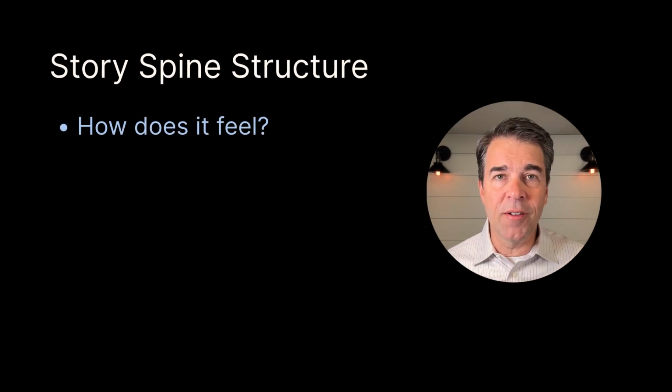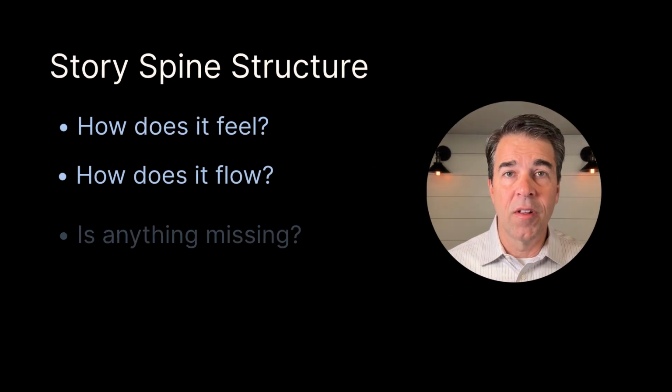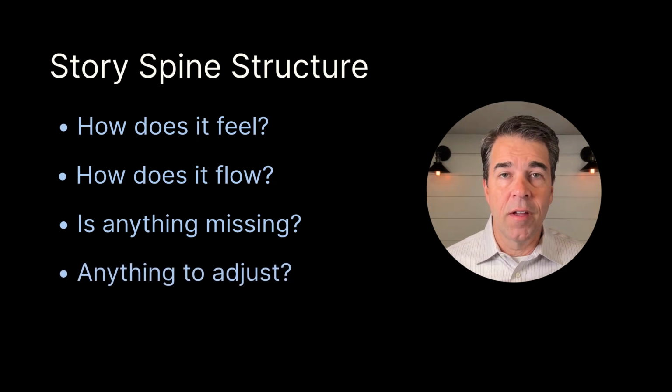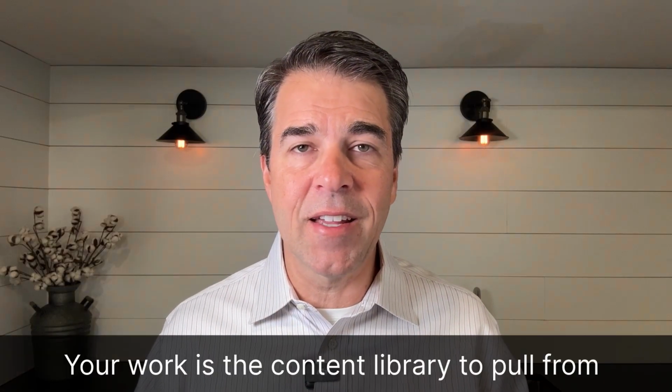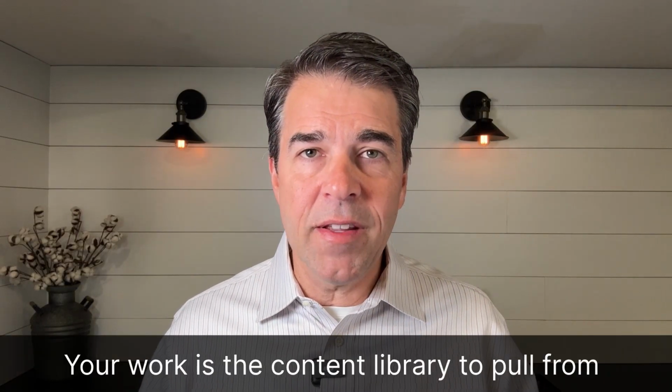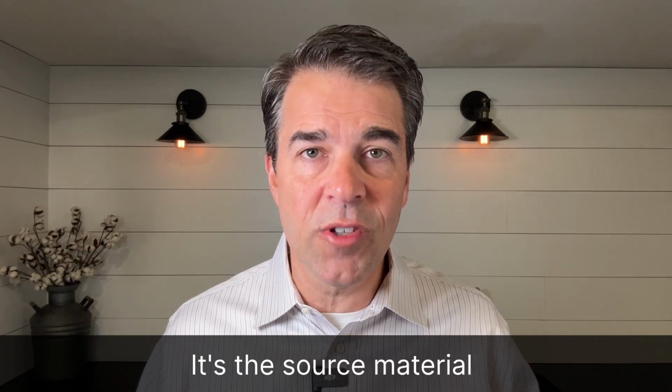Next, review the proposed story spine structure for your presentation. How does this outline feel? How does it flow? Is there anything missing or anything to adjust? It's really important because everything downstream is organized around that story spine structure, so it needs to be right before you move on. Now that you have a guide, you can move all of your existing slides to the appendix. Don't delete anything. Your work is the content library to pull from. The appendix is not a graveyard, it's the source material.